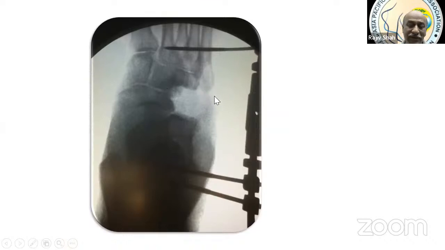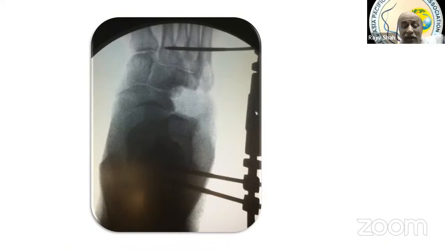Now comes my question: how would you deal with this? A young lady has a defect on the lateral aspect of the cuboid, almost half of the cuboid is lost. And then you have the fourth and fifth metatarsal bases. This articulation is not there. This articulation is exposed.